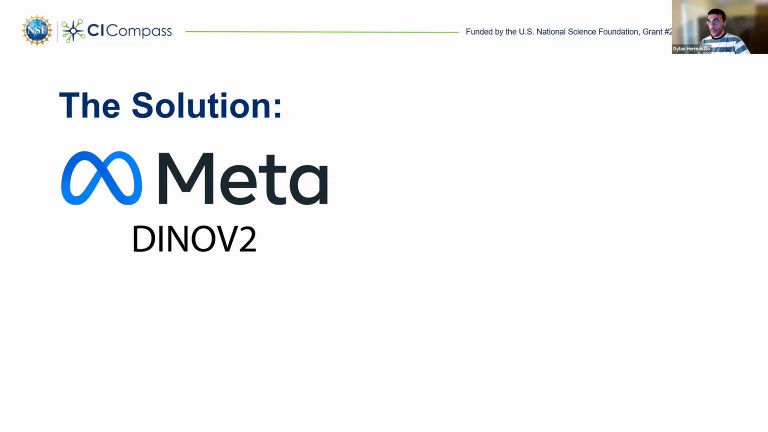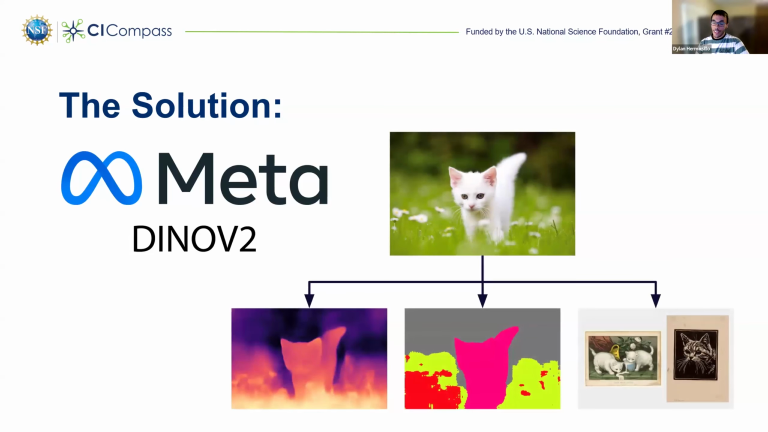It's a visual transformer. And essentially what that does is it applies neural network architecture similar to natural language processing, but for computer vision. And so this is kind of like an example of what it does. We have this cute cat, and it does different types of tasks. So it splits it up into, on the left is depth estimation, in the middle is semantic segmentation, and on the right is instance retrieval.